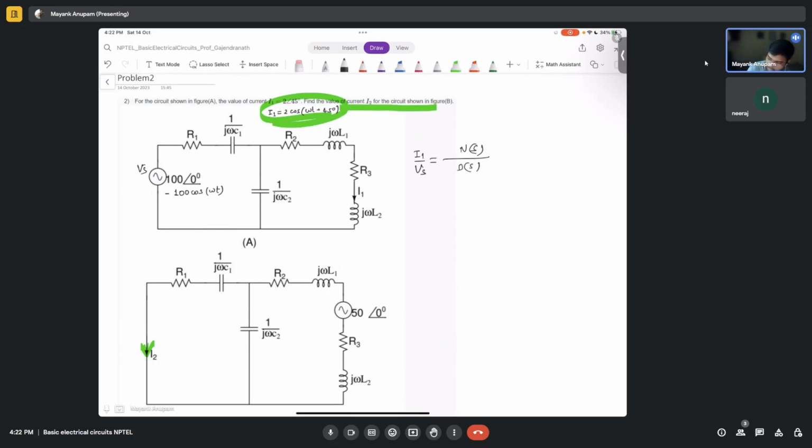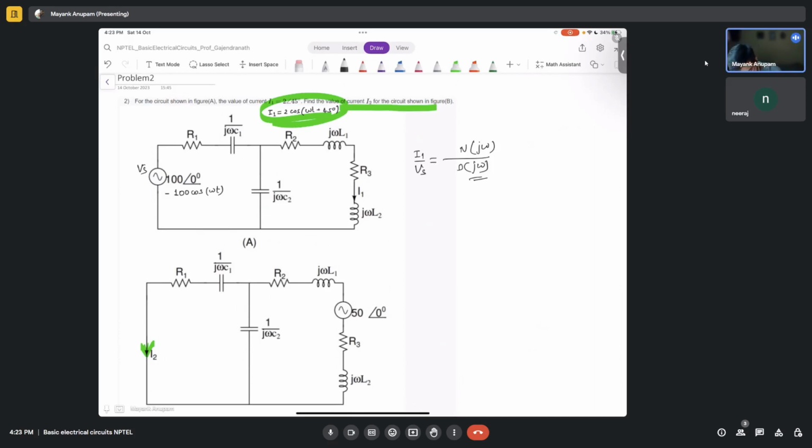Do you know what is Laplace transform? It was not covered, but okay, let me not go there. Let's only do it in terms of j omega. So let's say it is some numerator which is a function of j omega divided by some denominator which is again a function of j omega. And this is the transfer function I1 by Vs.